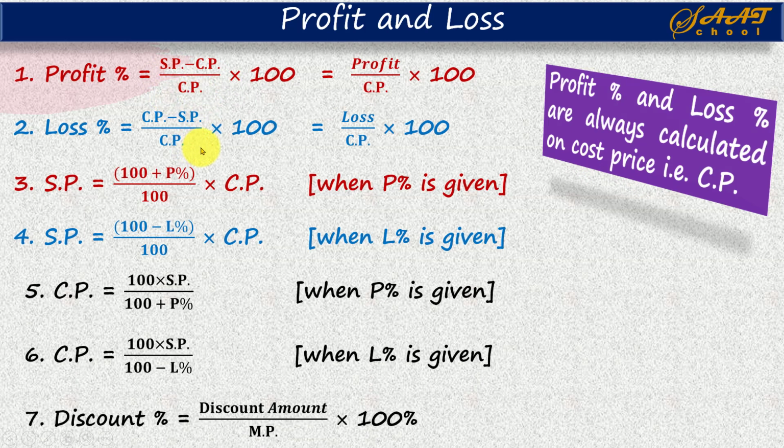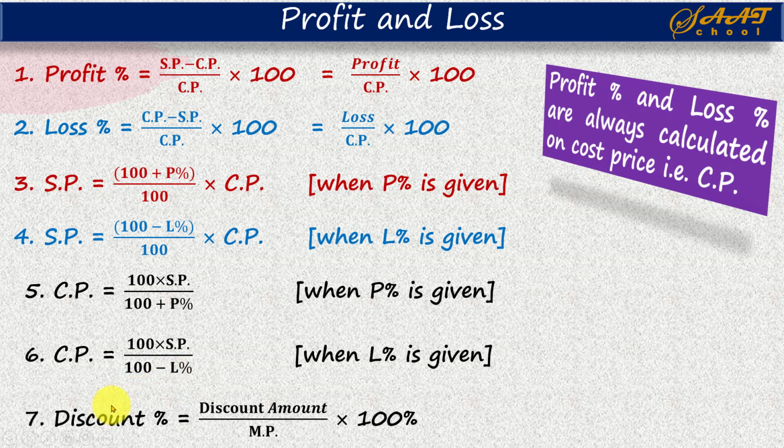Now these are some more. You can find cost price when profit percent is given using this relation, or you can find cost price when loss percent is given using this relation. Again, if profit is given, there is a plus, and if loss is given, then there is minus. So that is the only difference. Plus for profit percent or gain percent, and minus for loss percent.